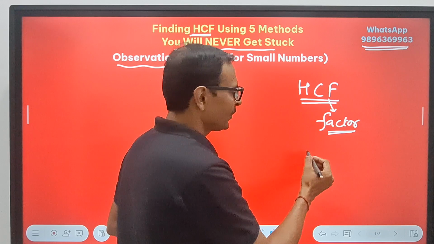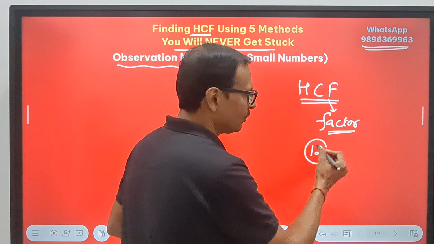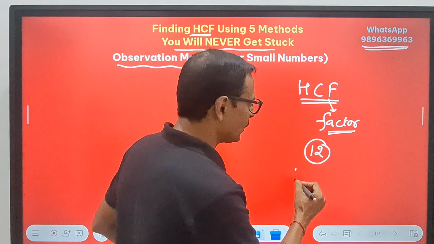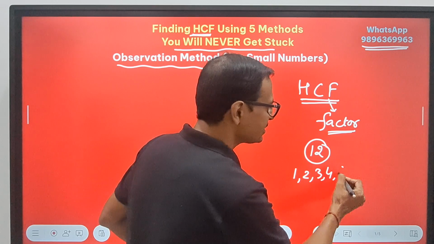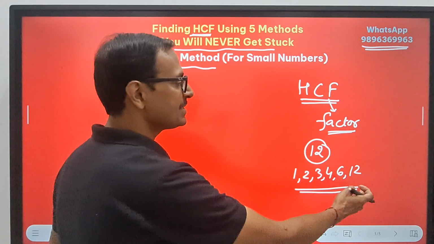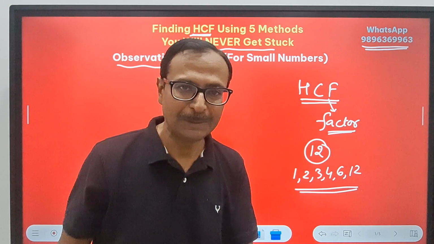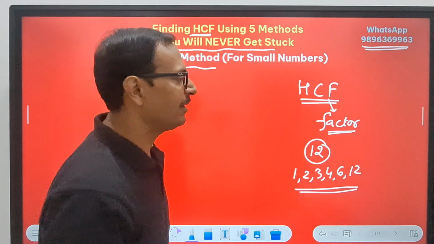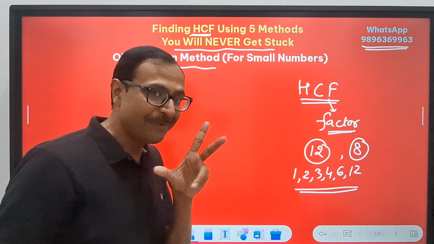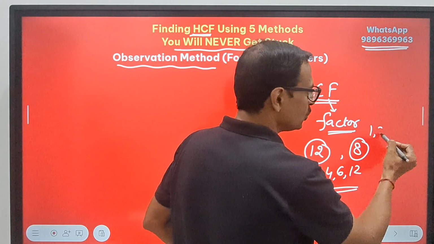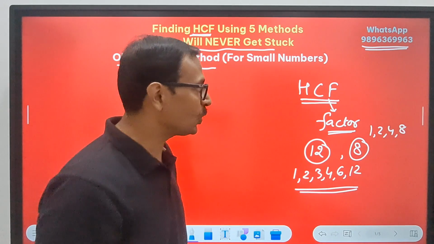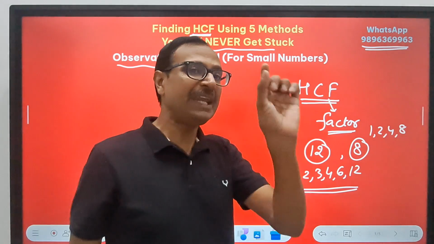Like suppose I take the example of 12. The factors of 12 are the numbers which divide 12 exactly. That means 1, 2, 3, 4, 6, 12. All these numbers divide 12 exactly, and therefore these are the factors of 12. Now suppose apart from 12, I have another number, say 8. Now what are the factors of 8? 1, 2, 4 and 8. These 4 numbers divide 8 exactly. And so I know the factors, the meaning of F.